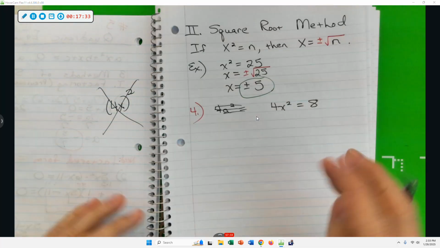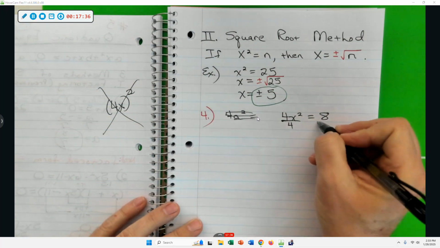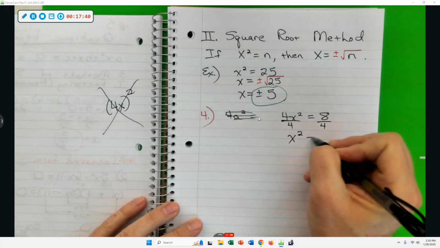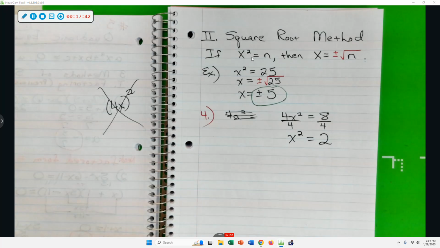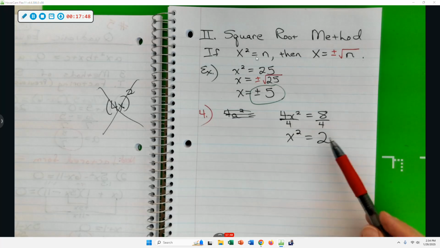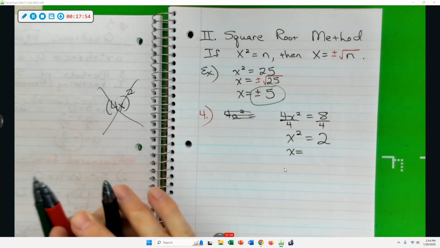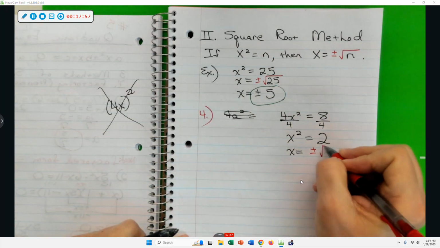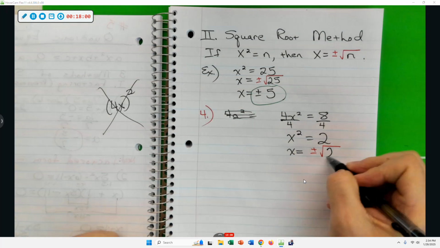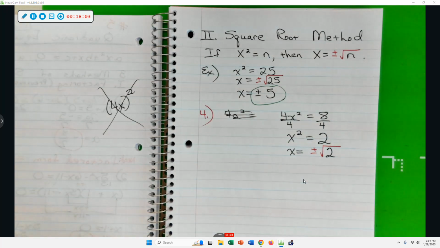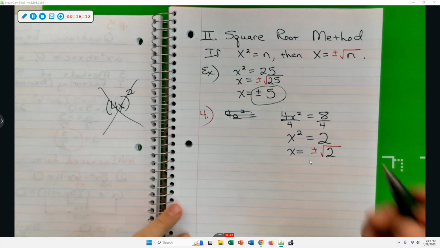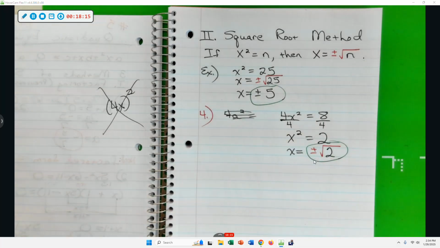We can get rid of that 4 by dividing both sides by 4. That gives me x squared is equal to 2. Now this is tailor-made for the square root method. We have something squared on one side, a number by itself on the other side. So you drop the square on the left, you pick up a plus minus square root on the right. Can we reduce the square root of 2? No, 2's not a perfect square. 2 is a prime number. So you're going to type in positive or negative square root of 2.